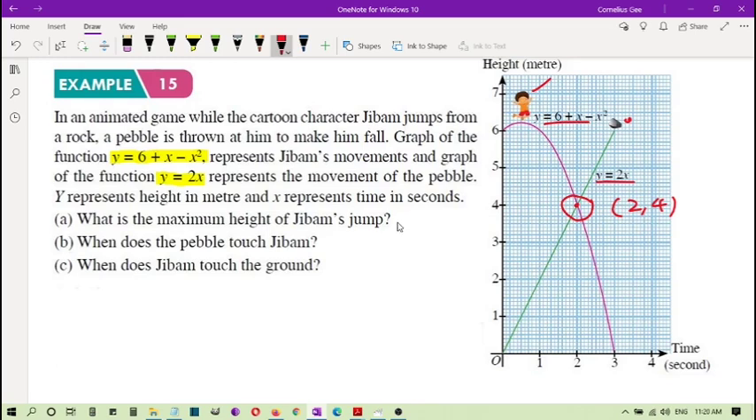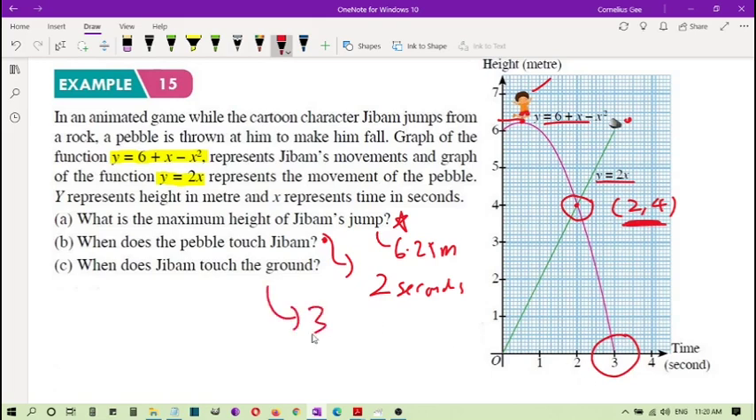Well, this boy, if you want to find the height, the maximum height is here. So actually this is like interpolation. So that's why you get about 6.25 meter maybe. So you just look at it. And the second question is, when does the stone touch the boy? They touch it here. The time. So when means the time. So the time here is 2 seconds. Okay. And lastly, it's asking, when does the boy touch the ground? When they touch the ground means here at 3 seconds.